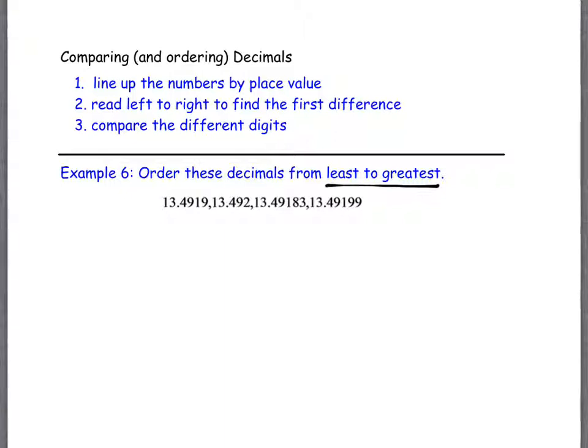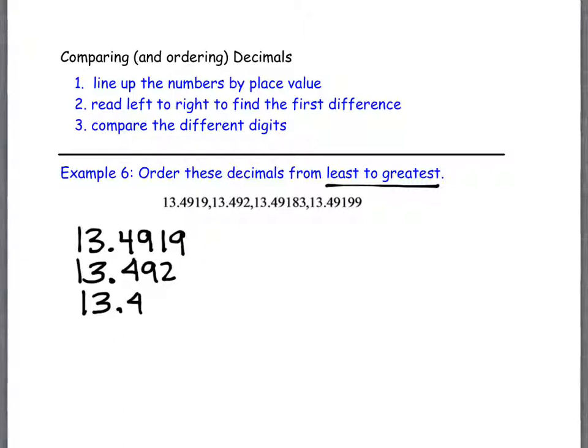So what I need to do with these numbers, which are running together very much, don't they? What a mess, is I need to line them up vertically. They're so much easier to look at when they're on top of each other instead of side by side. So 13 and then a decimal point, I've got 4919. 13, the decimal point, and I've got 492. 13, 49183. And 13, 49199. Did I get them all? I think so.